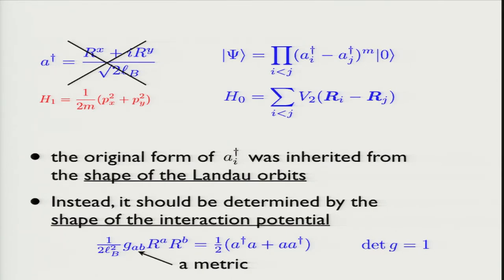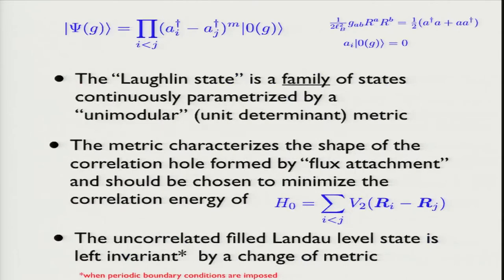And if there's no actual rotational symmetry in the problem, then you have to say, how do I choose it? I choose the metric to minimize the correlation energy, and that's determined by the shape of the interaction potential. So Laughlin states are actually a family of states parameterized by a metric.